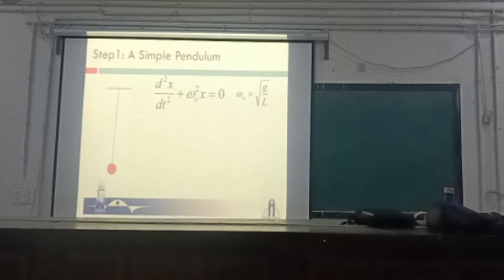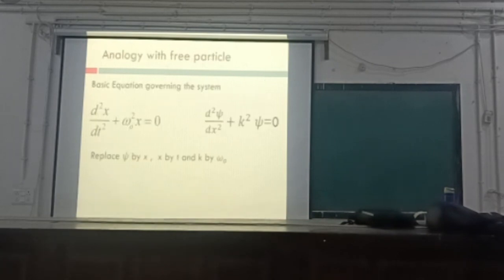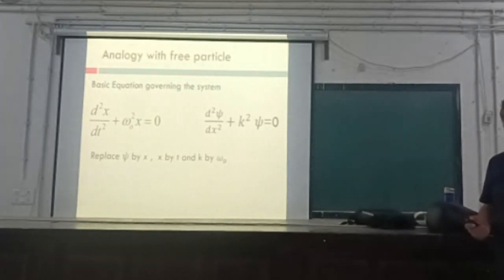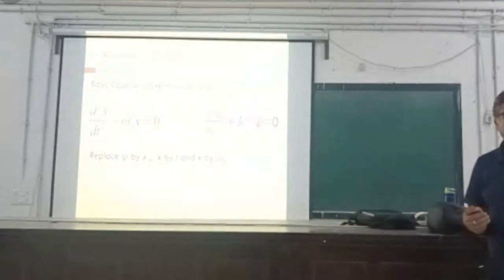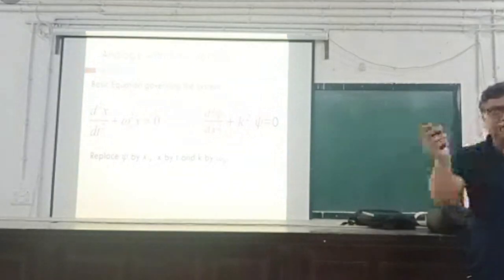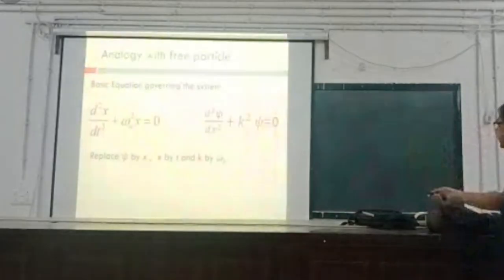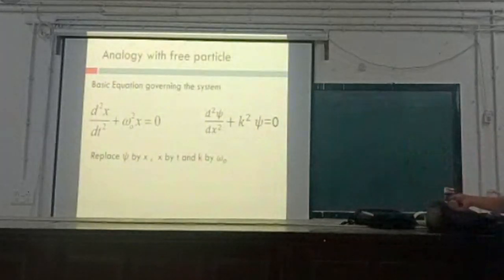Now you can understand that if you write the particle in a box problem, for the particle which is free within the box, you will get d2 psi dx2 plus k square psi equal to 0. Exactly the same mathematical form if you replace psi by x by t and k by omega. Right? But there is a big difference.